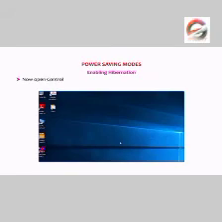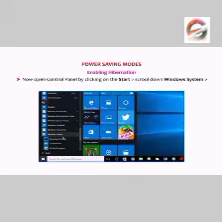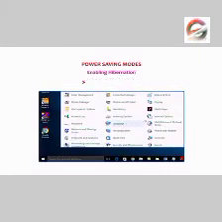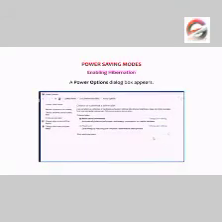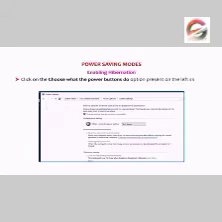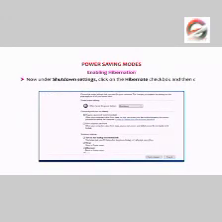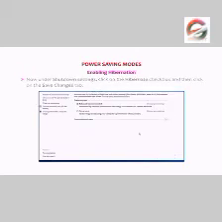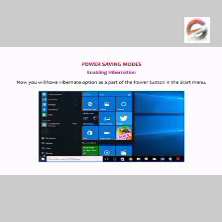Now open Control Panel by clicking on the Start, then scroll down to Windows System, then go to Control Panel. Click on Power Options. A Power Options dialog box appears. Click on the Choose what the power buttons do option present on the left side and then click on the Change settings that are currently unavailable option. Now under Shutdown settings, click on the Hibernate checkbox and then click on the Save changes button. Now you will have the Hibernate option as a part of the power button in the Start menu.